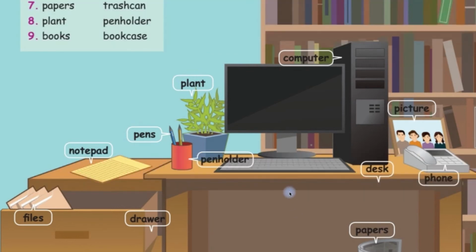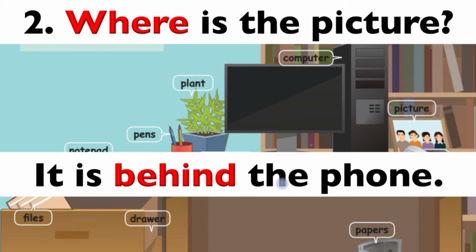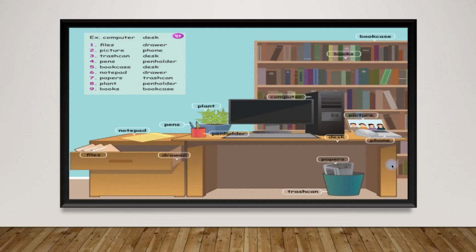Let's try a second one, number two. Where is the picture? It's behind the phone. Very good. So a different preposition. Can I also say it's next to the computer? Yes. So there's always more than one option. You could say it is behind the phone, next to the computer, on the desk, in front of the bookcase. Ooh, professor. Yes, good example.